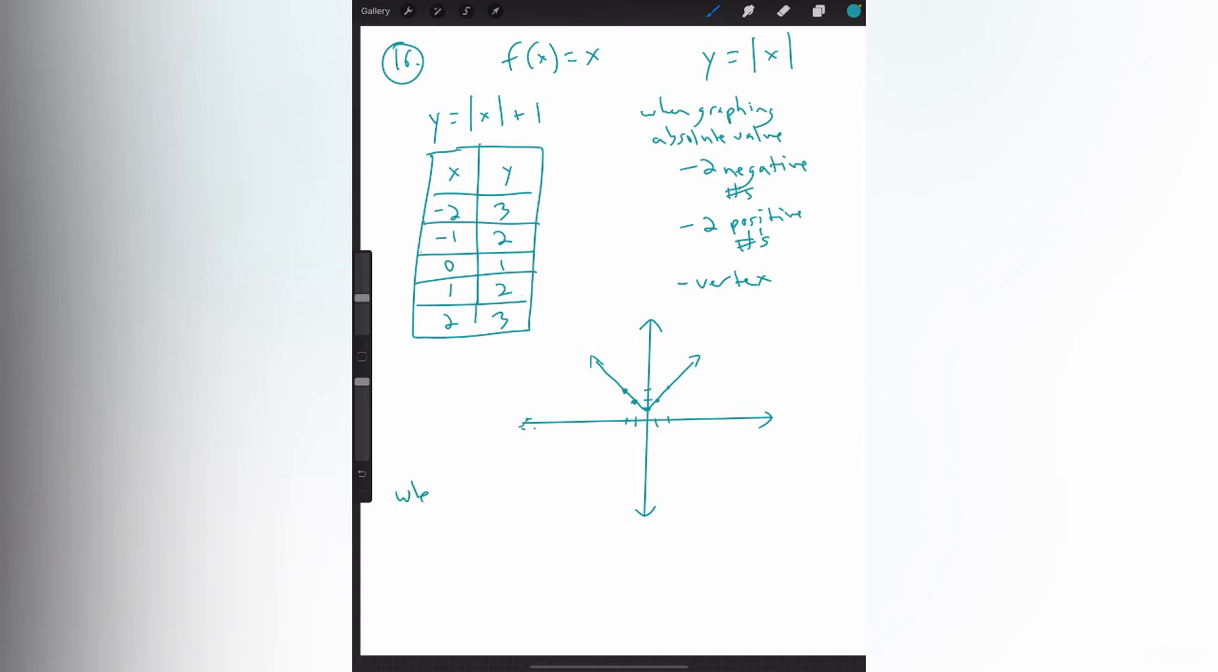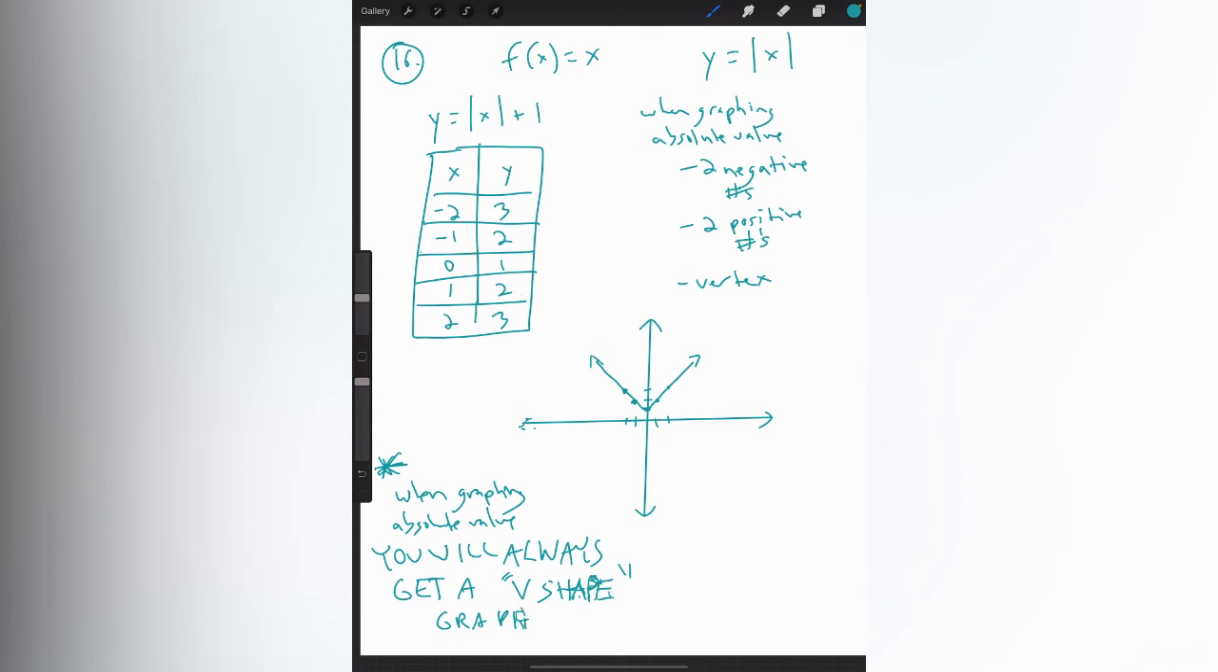So I'm also going to say, and I'll put a big star next to this so we'll remember it, when graphing absolute value, you will always get a V shape. You always get a V shape graph. If you don't get a V shape, you messed up somewhere. There should always be a V shape that looks like this.